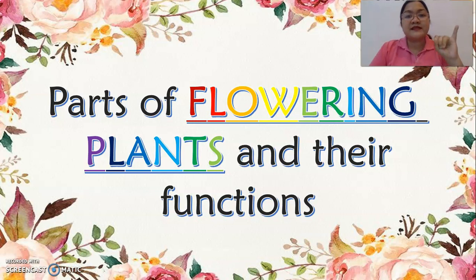When we say mosses and ferns, what do they have for reproduction? Very good. They have spores. But how about conifers? What do they have for reproduction? Very good. They have cones. Good job. So for today, we're going to learn the parts of flowering plants and their function. So again, we have two types of plants, the non-flowering plants and the flowering plants.